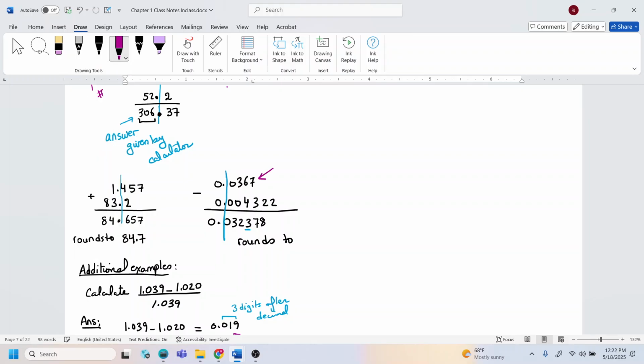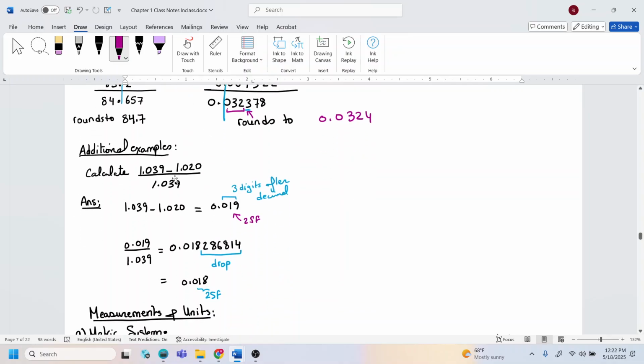This one has 3 digits after the decimal, so my answer needs to have 3 digits after the decimal. So these are the 3 digits. 3 there is less than 5, so I'm just going to drop all the numbers, and this is going to round to 0.0324.